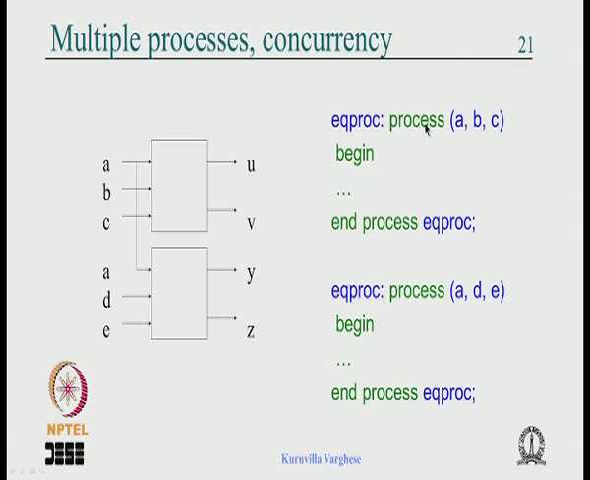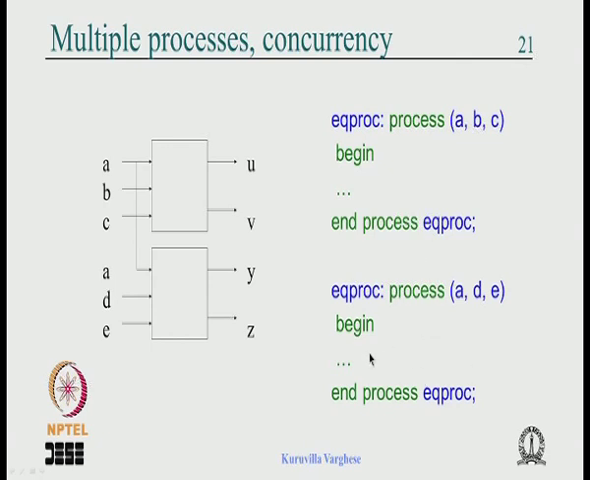So I write process ABC, I am trying to write the code for this, and I write some if-then to assign U and V, we will see that later. And I write a second process, EQ proc 2, with sensitivity list A, D and E, and I write the code for Y and Z. Now you should know that if an event happens on A, both processes have to be computed.